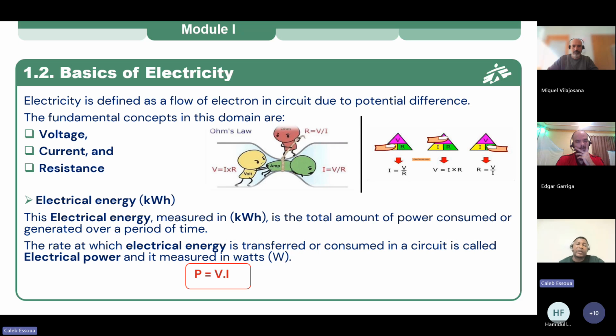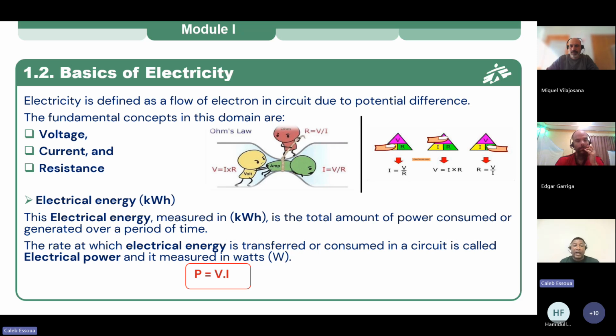And then, as I was saying, as we have logisticians with us, we just want to keep it very short for them to understand. Because they don't have this electrical background, all this will be a little bit difficult for them. So we can just put it in short: electricity is defined as a flow of electrons in a circuit due to the potential difference.